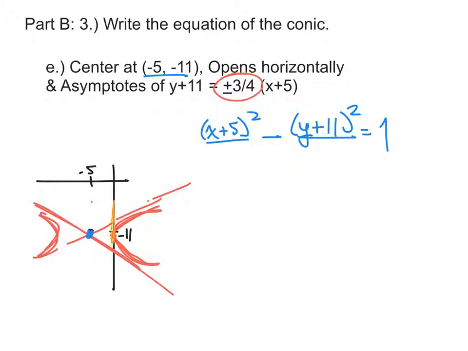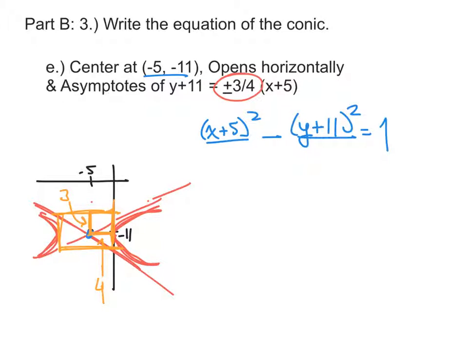So the box, if I just rough sketch it in here, it has the diagonals of our asymptotes in there. Now this one looks like it touches the y-axis, but that might not be the case. But let's go back to the slope. Our slope said that we had a rise of 3, that means this distance is 3, and a run of 4. So the distance from the center to the vertex is going to be 4.